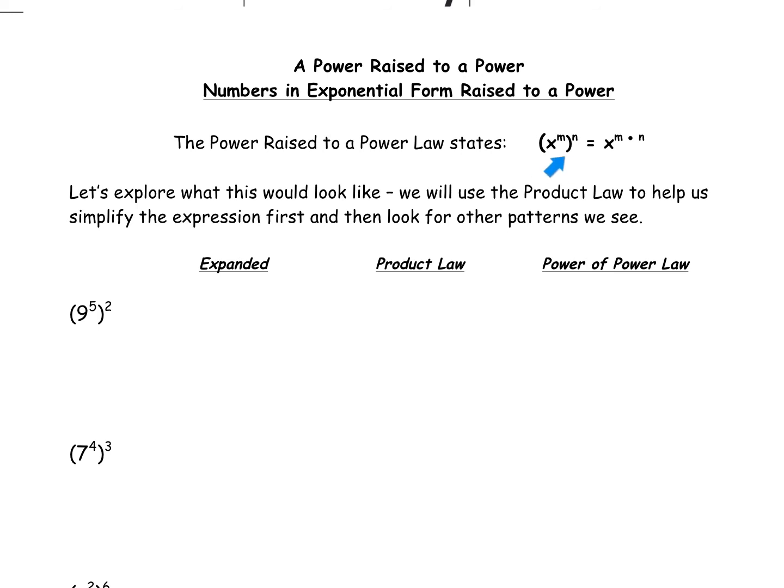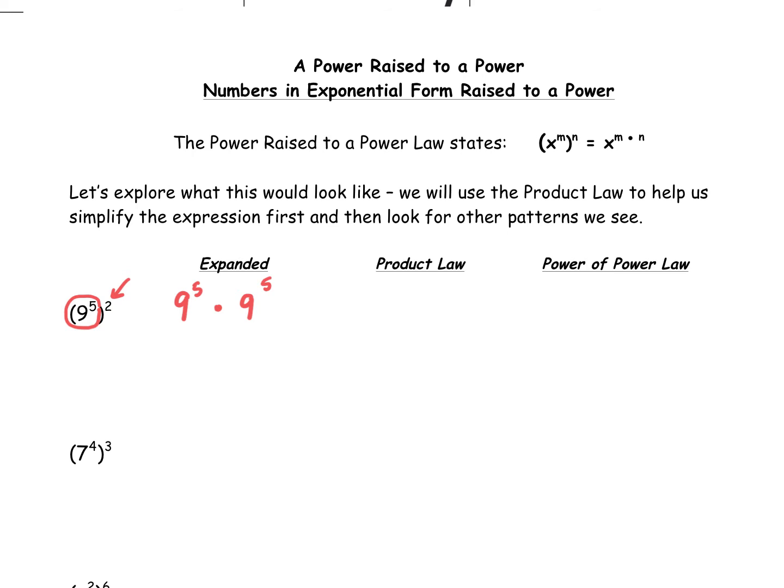We see the law written here, and of course when I see it like this, it doesn't make as much sense as it does when I use numbers. So let's explore what this looks like, and we're going to use the product law to help us simplify the expression first, and then look for other patterns we see. So if I start with 9 to the 5th power, and that whole expression raised to the 2nd power, well, I'm going to take 9 to the 5th power once, and then I'm going to take it twice. I'm multiplying that expression times itself.